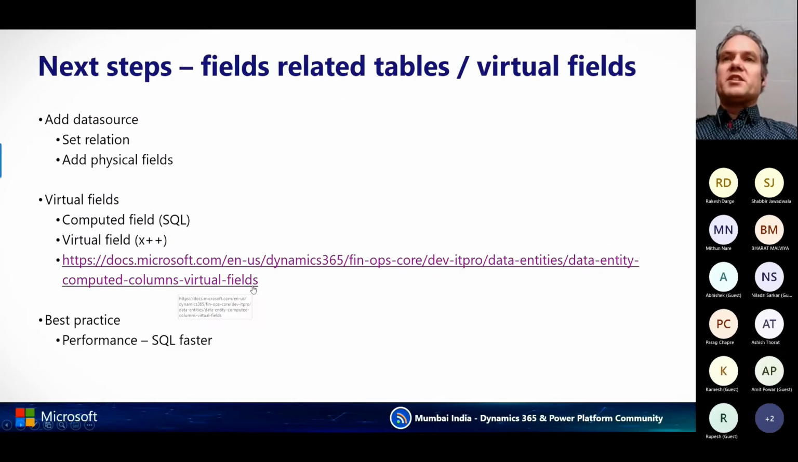Now for the next steps, probably you want to add some fields for related tables or virtual fields. When you have your own data entity, or if you want to extend an existing data entity, you can, in your own entity or the extension, also add data sources and select a certain join, and then add fields from that related table. That's quite an easy process to do as well.